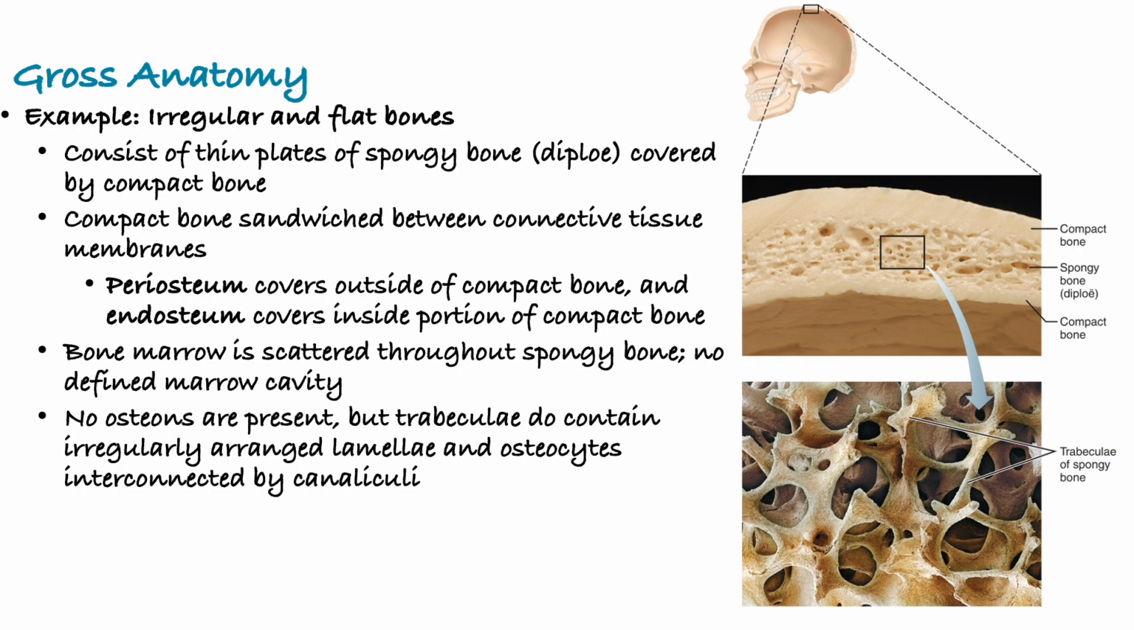So let's look at the gross anatomy. And the example I'm going to be looking at today would be irregular and flat bones, so that we would see in a place like the skull or the sternum. And these consist of thin plates of spongy bone, which we call diploe, and they're usually covered by compact bone. So I like to call it kind of like their sandwich. The spongy bone is the meaty part and middle portion of the sandwich, while the bread would be compact bone.